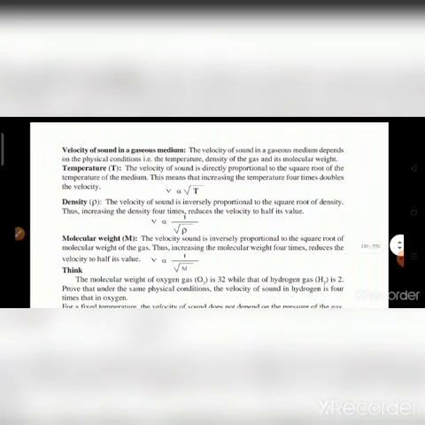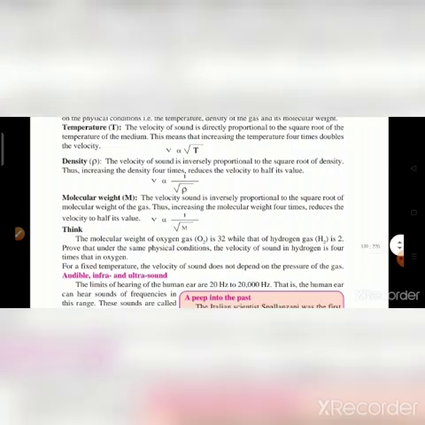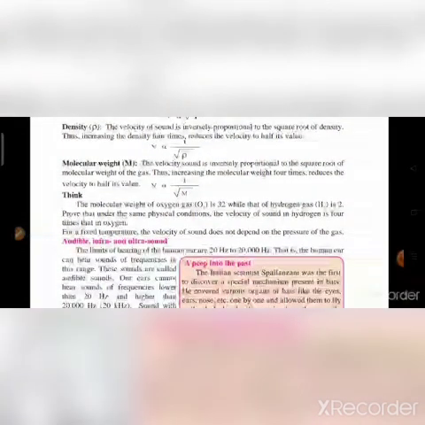For the molecular weight, the velocity of sound is inversely proportional to the square root of the molecular weight of the gas. Thus, increasing the molecular weight four times reduces the velocity to half its value. That is why they have used square roots for the same. Think. What you have to think now is: the molecular weight of oxygen gas O2 is 32, while hydrogen gas H2 is 2. Prove that under the same physical conditions, the velocity of sound in hydrogen is 4 times that in oxygen. For a fixed temperature, the velocity of sound does not depend on the pressure of the gas.